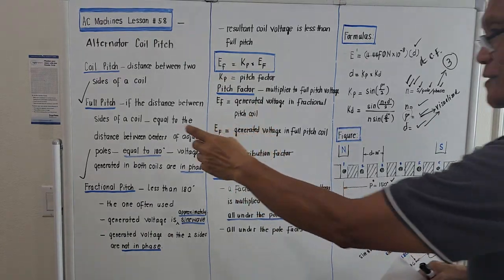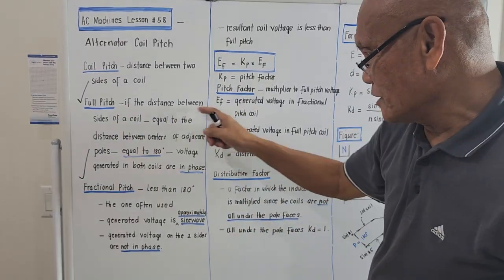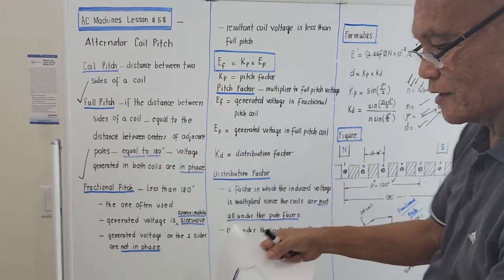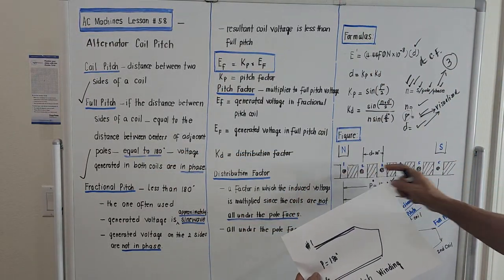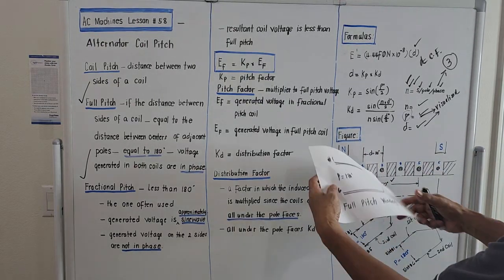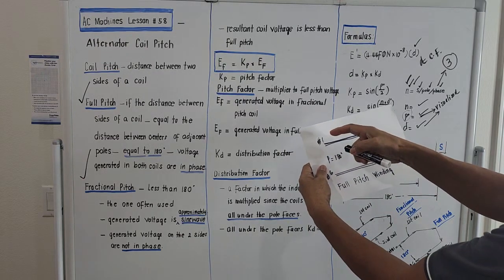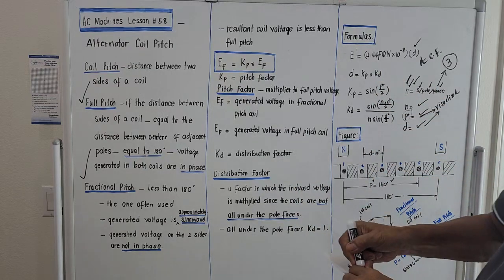So for pole pitch, if the distance between the sides of the coil is equal to the distance of the adjacent poles, which is 180 degrees, it's 180 degrees. From number 1 to number 6, this is north, this is south, it is exactly 180 degrees. If the number of electrical degrees between slot number 1 and number 6 is 180, we call that pole pitch.